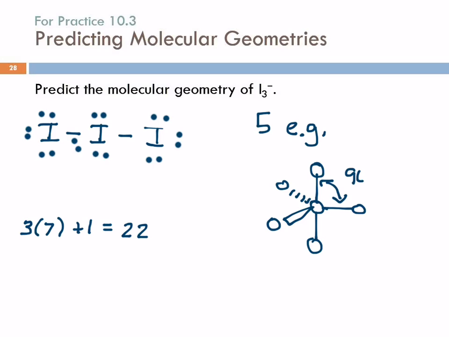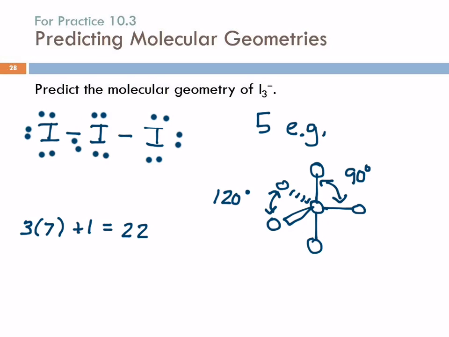What's this bond angle? 90. And how about the angle between these 2 guys? It's 120. So we had the axial positions, like the North and the South Pole, and then there was the equatorial. So we've got 3 lone pairs in here.